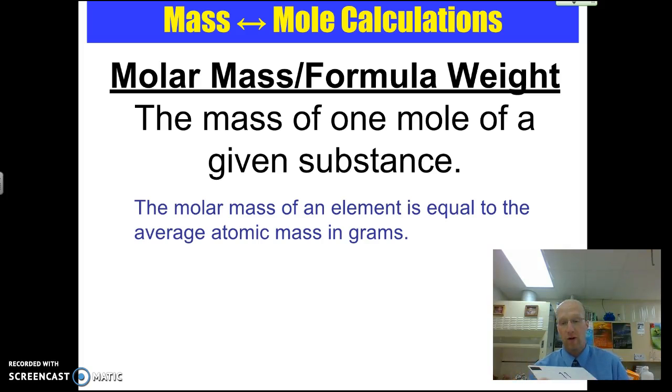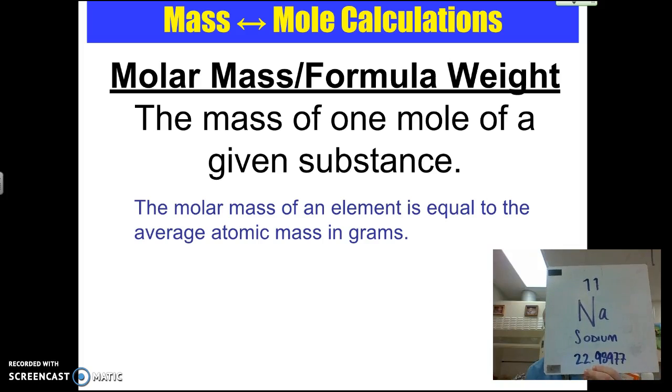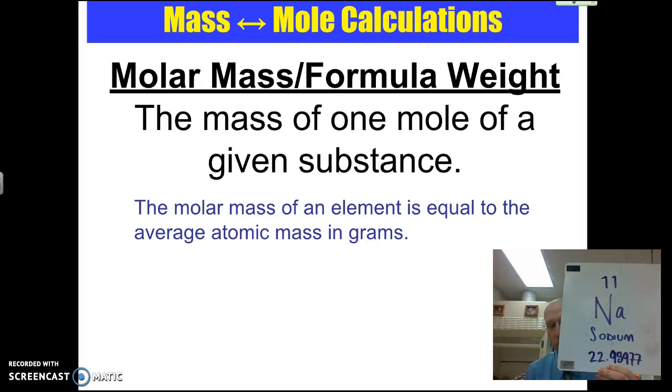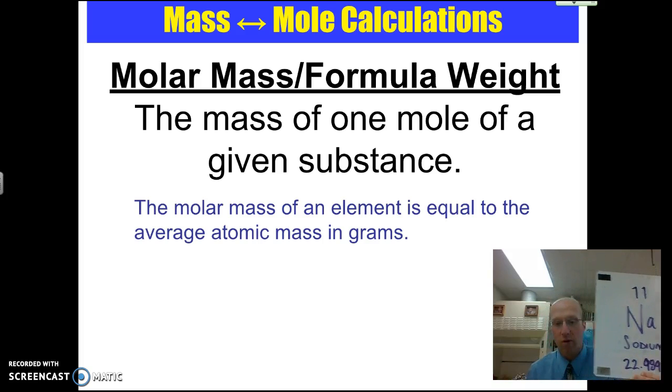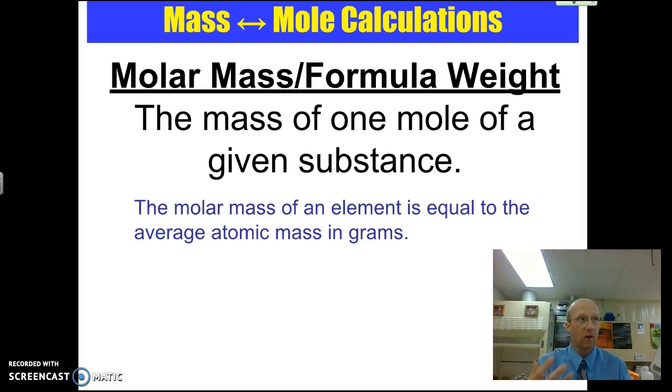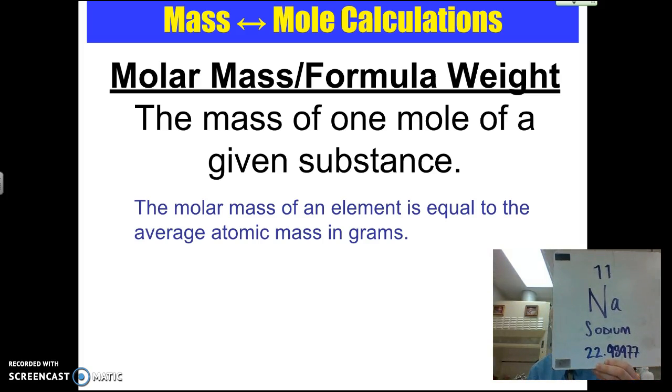So I grabbed a whiteboard here. If we looked at sodium's square, we would see that sodium is element number 11. Now it's element number 11 because it has 11 protons. The average mass is 22.98977. The reason it's an average and the reason it's such a number so close to 23 but not really 23 is we're talking about isotopes. Remember that there's different isotopes of a lot of these different elements. And so if we average out based on the number of isotopes and the weights of the isotopes and how the relative abundance of those isotopes works out in the universe, we find that average.